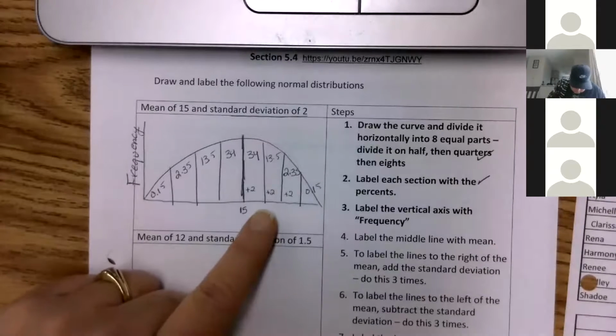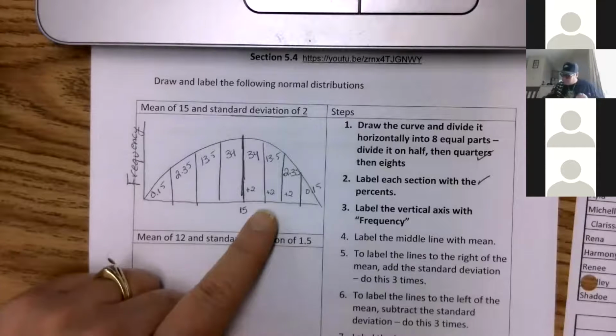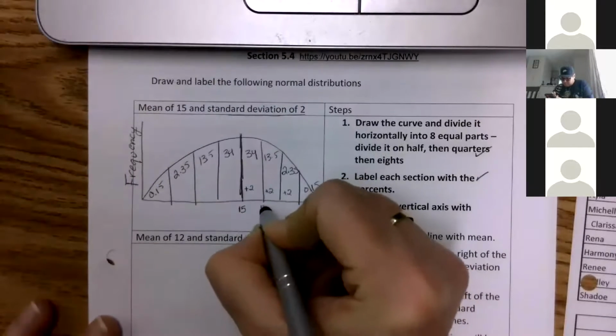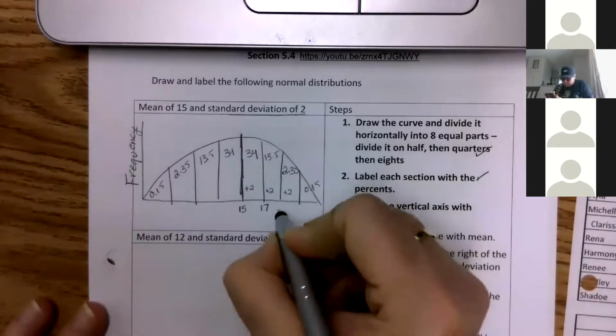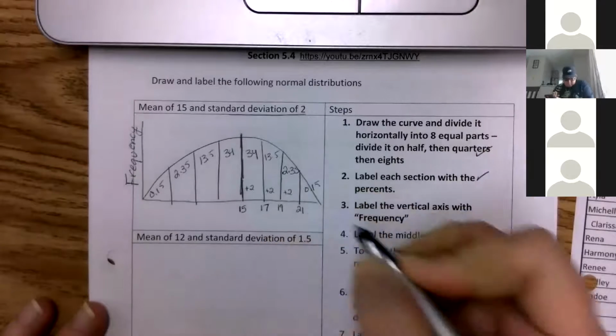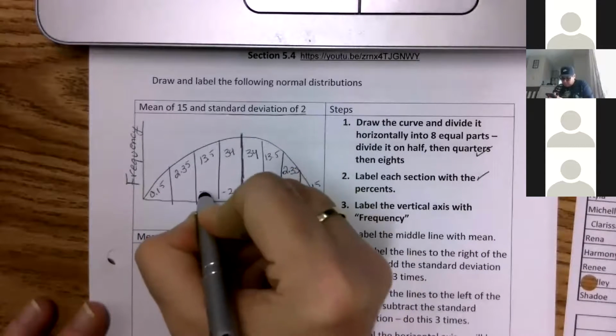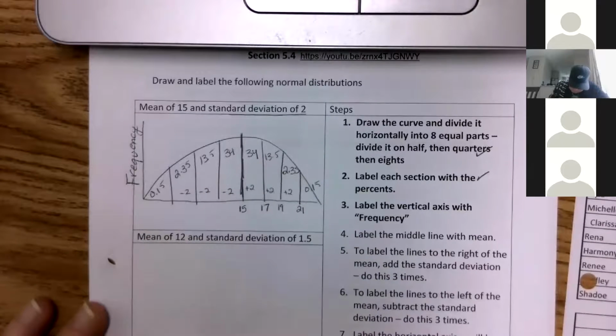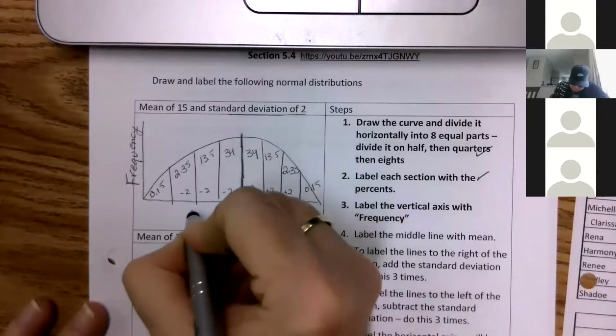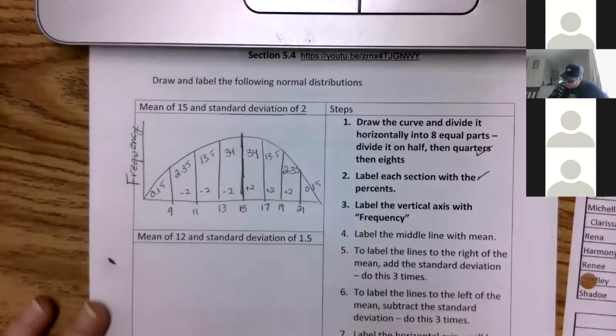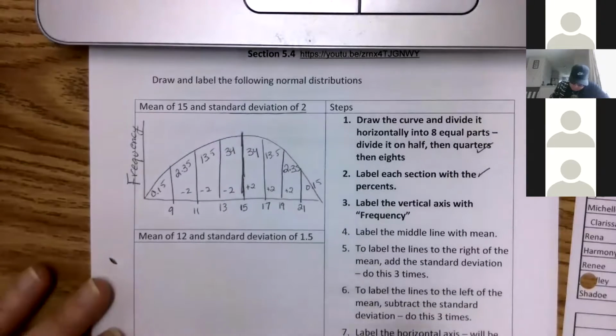Renee, what's 15 plus 2? What is 15 plus 2? 17. Yes. All right. And we add another 2, and we get 19, and another 2, and we get 21. And then we subtract 2 going the other way. So I'm going to get 13, 11, and 9. Label the horse. Okay, we can't really label it because I didn't even say what that was. And we can't title it because, again, I didn't say what that was.